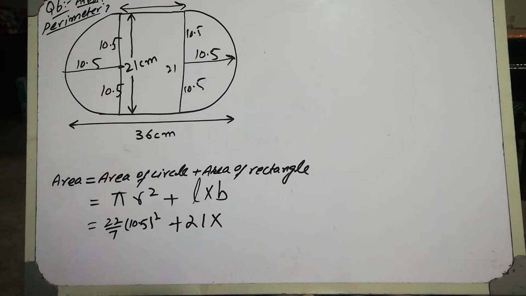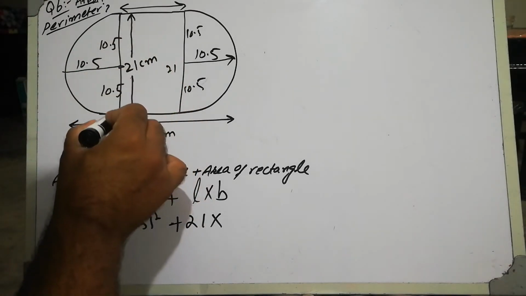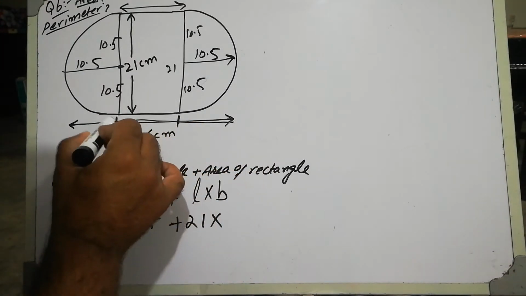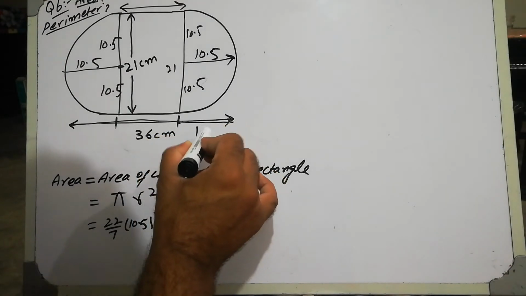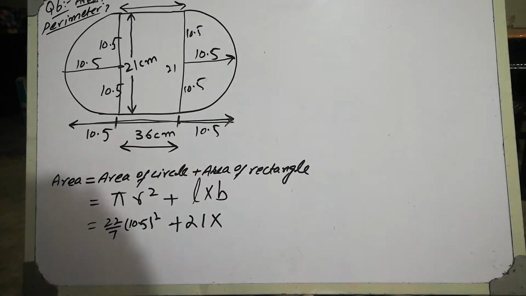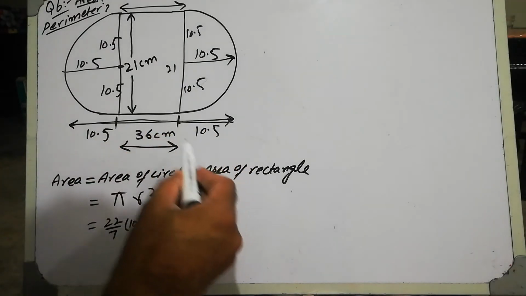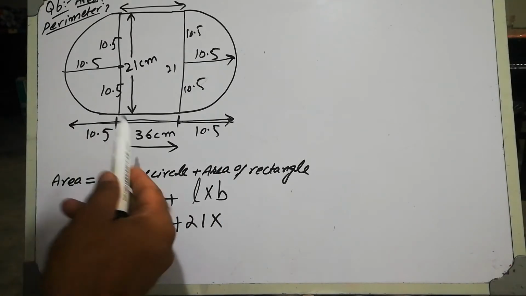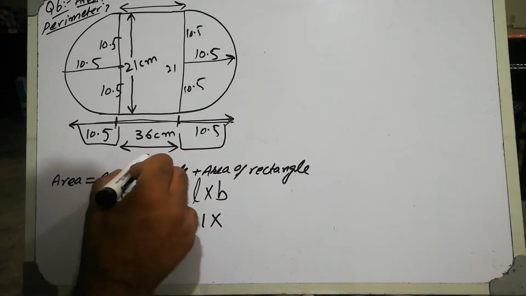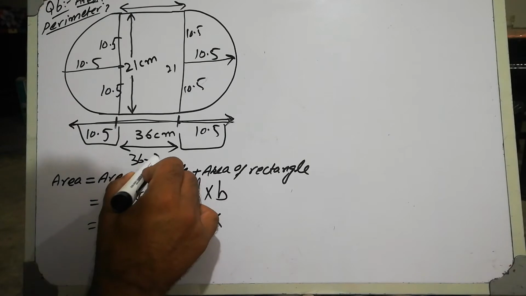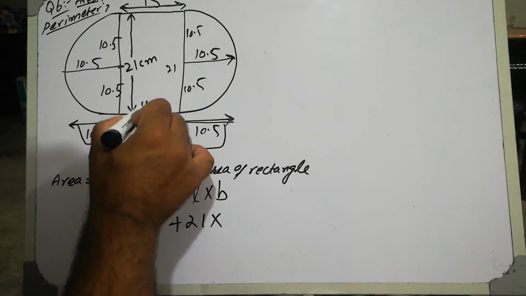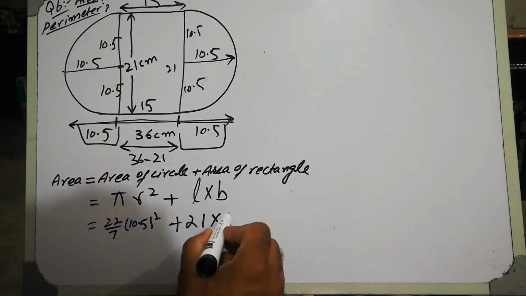Now what about the width? Now in the rectangle, you can clearly see this length is 21 and this length from here to here is 36. Now this part is 10.5 and this part again is 10.5. So what about this length? The width of the rectangle becomes 36 minus 10.5, 10.5. It means 36 minus 21. The 10.5 gets cut from here, and 10.5 from here. So this becomes 36 minus 21, which is equal to 15. So this length is 15 and this is also 15. So the width of the rectangle is now 15 centimeter.